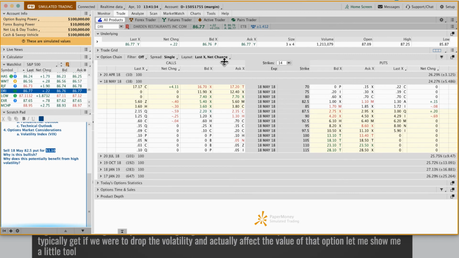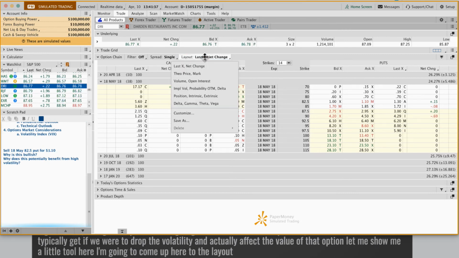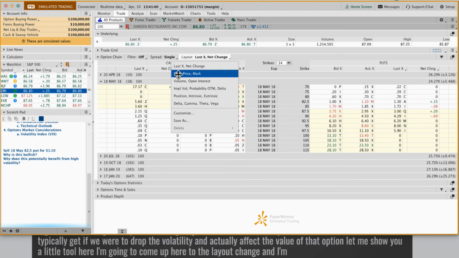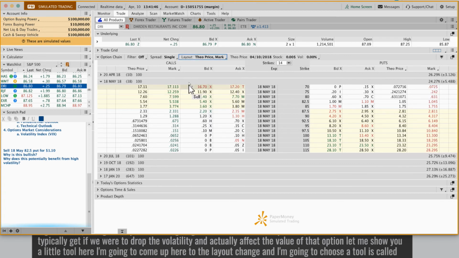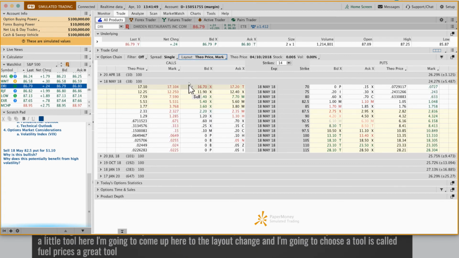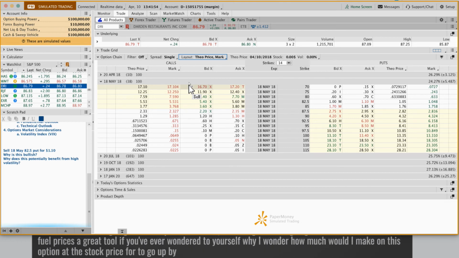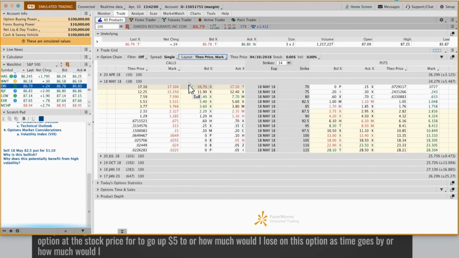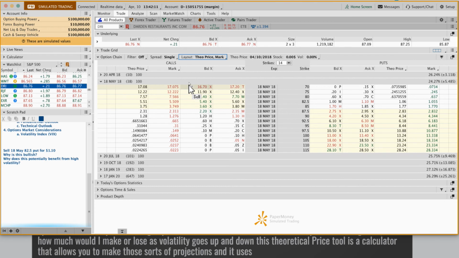Let me show you a little tool here. I'm going to come up here to the layout and net change, and I'm going to choose a tool called Theoprice. Has anybody used Theoprice before? Theoprice is a great tool if you've ever wondered, boy, how much would I make on this option if the stock price were to go up by $1 or $2? Or how much would I lose as time goes by? Or how much would I make or lose as volatility goes up and down? This theoretical price tool is a calculator that allows you to make those sorts of projections, and it uses the Black-Scholes formula to calculate.